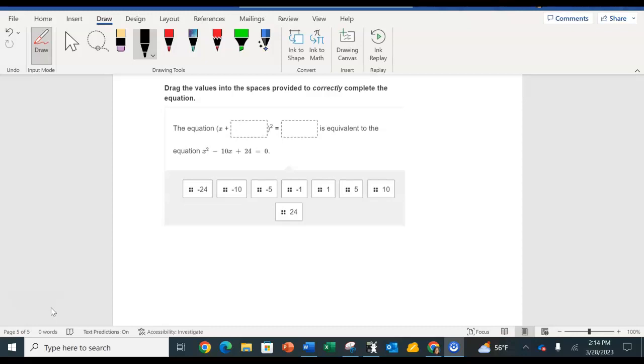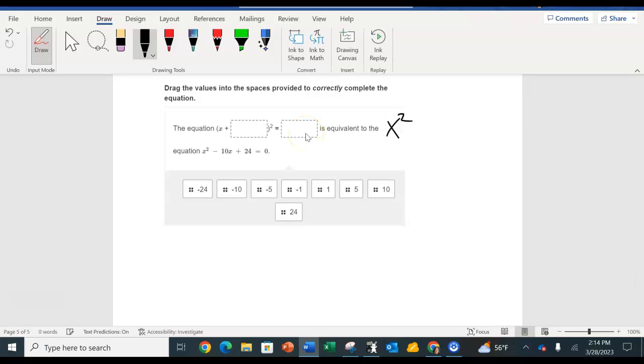It says drag the values into the space provided to correctly complete the equation. All right, so it says the equation x plus blank quantity squared equals blank is equivalent to the equation x squared minus 10x plus 24 equals 0. All right, so this is standard form and this is vertex form. So you should think completing the square. That's the easiest way to get to the answer.